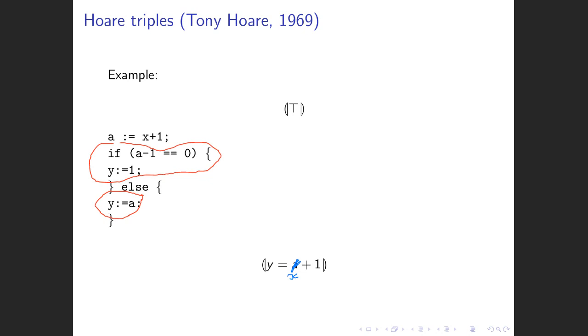Because if a minus 1 equals 0, then a equals 1. So then y equals 1 is the same as saying y equals a. So all this code is doing is saying y equals a, and therefore if y equals a, y can't equal a plus 1. However, if a equals x plus 1, so then changing it to y equals x plus 1 if y equals a is correct.